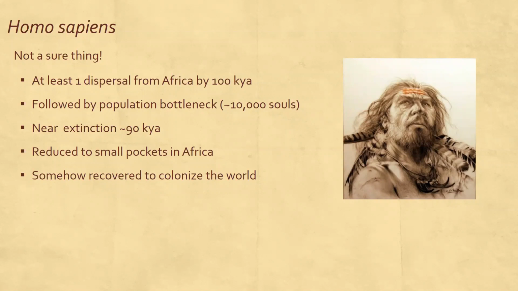It reduced us to very small pockets in southern Africa. Something happened during that period, and we begin to increase our numbers certainly after 70,000 years ago. We somehow recover as a species, and we begin to colonize the entire world. I'll just note that it's in that period of the bottleneck that we begin to see expressions of art and ochre use.